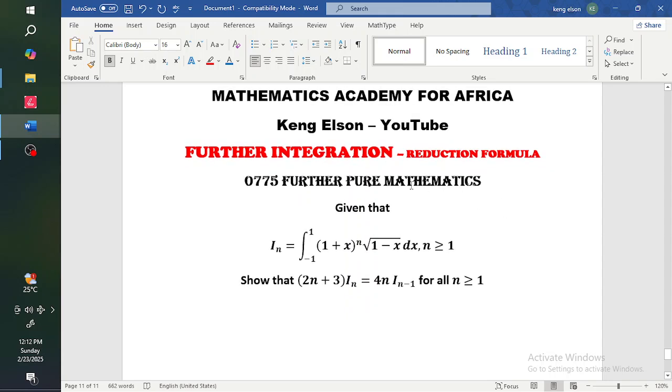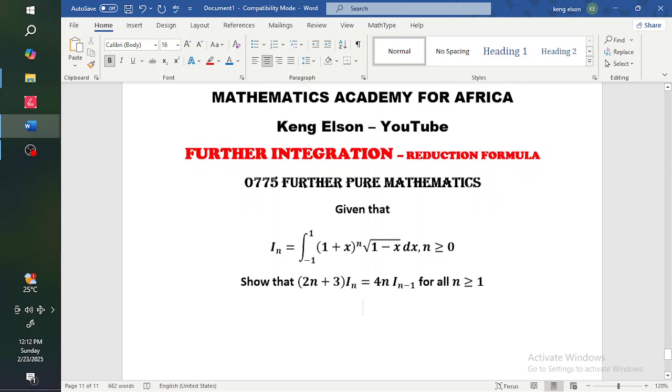So we have an integral in terms of n, which is the integral from -1 to 1 of (1 plus x)^n times the square root of 1 minus x, for all n greater or equal to 0. We have to show that (2n plus 3) times I_n is equal to 4n times I_(n-1) for all n greater or equal to 1. Okay, so basically we are going to be using integration by parts to perform the gymnastic here.